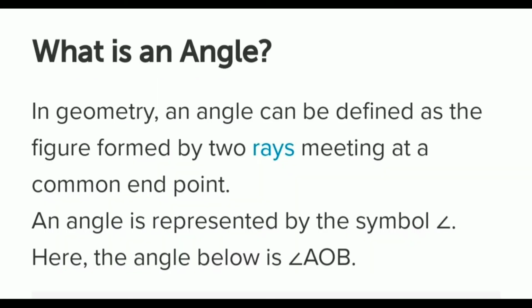So what is an angle? In geometry, an angle can be defined as the figure formed by two rays meeting at a common endpoint. An angle is represented by this symbol. Here is the angle, below it is AOB, angle AOB.